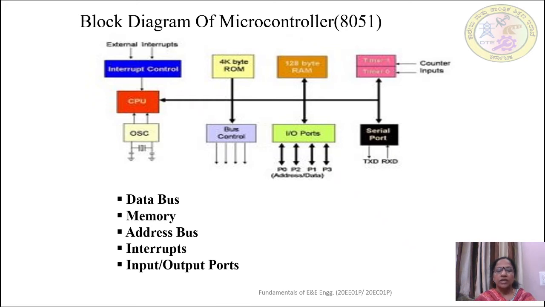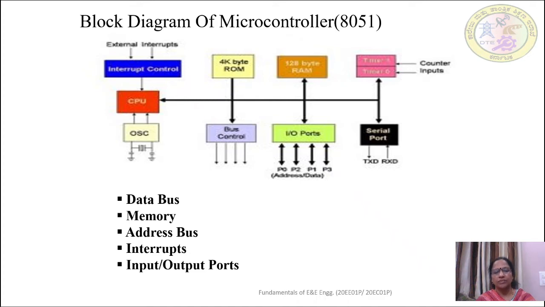it also contains the input and output ports. Here a total of 4 IO ports are there, P0, P1, P2 and P3, and these ports are addressable ports. It will also contain the counter to which the inputs are applied with the incoming pins.